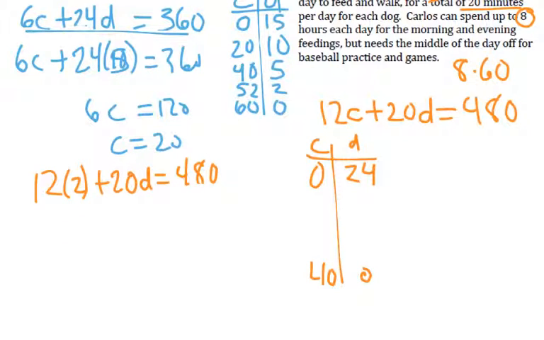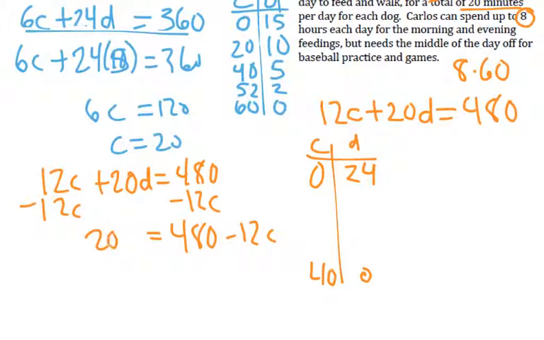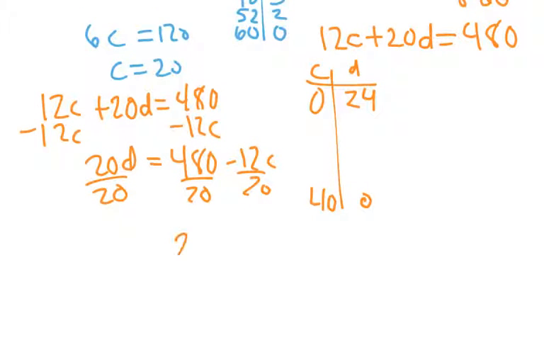So I wonder if it'd be easier to deal with dogs. Okay, let's think about this. Maybe if we solve for dogs, that would be a lot easier to figure out, right? Can we do that? Yeah. I can subtract 12c. So I get 480 minus 12c equals 20d. Divide by 20 on everything. 480 divided by 20 gives us 24. Minus 12 divided by 20 would reduce down to, let's see, 3/5 times c would equal dog.